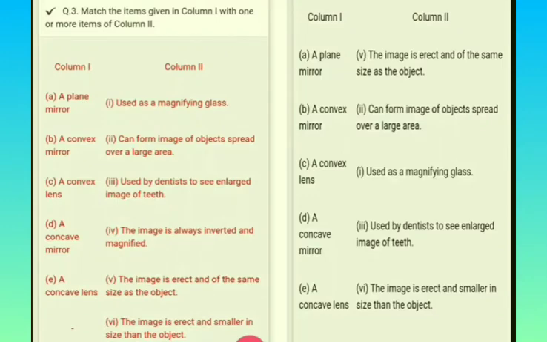Next, match the items given in column 1 with one or more items of column 2. So children, this is the question and the answer is given here. So all of you please tick that answer in your textbook.